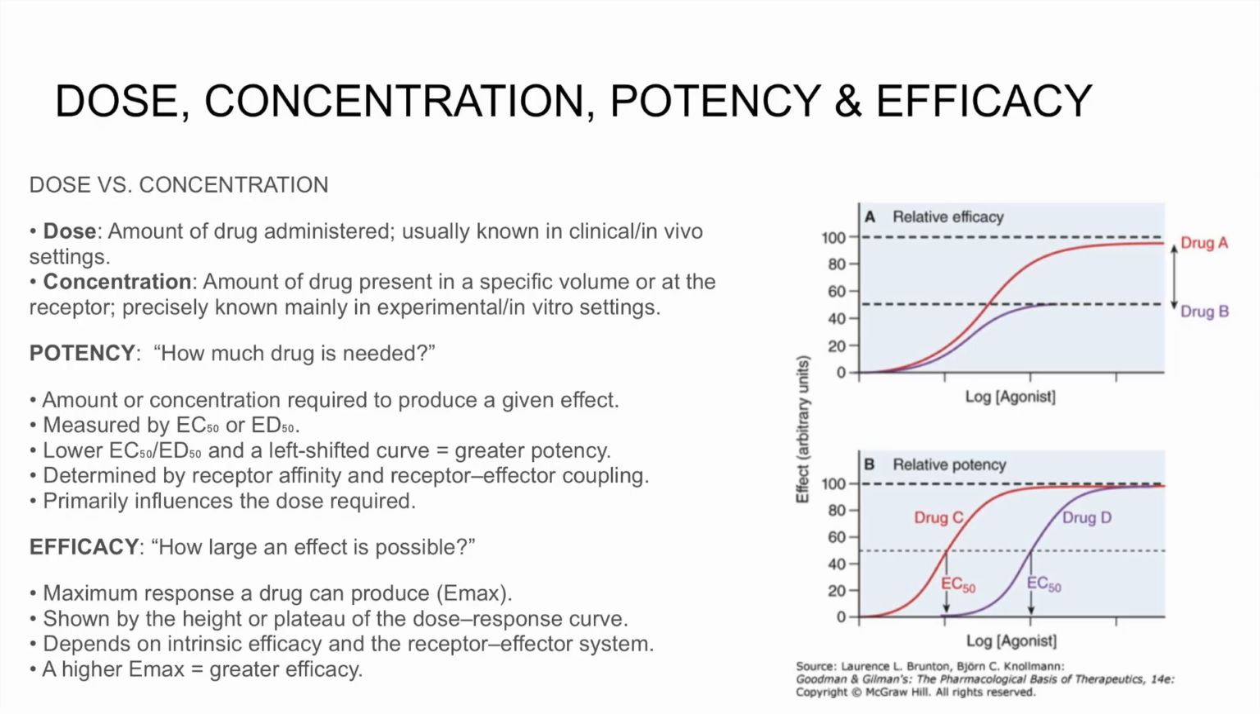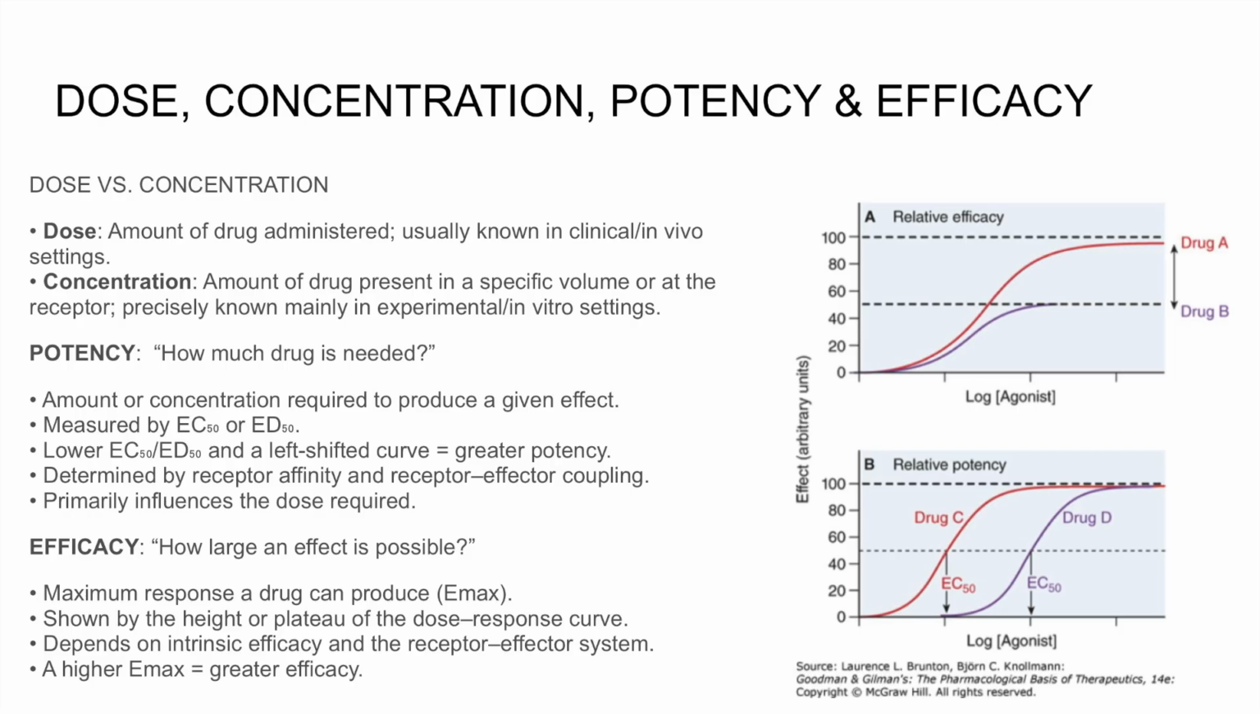Dose and concentration describe related but different measurements. So dose is the amount of a drug administered to a patient, whereas concentration is the amount of drug present in a particular volume or at its receptor. So the same dose can produce different concentrations depending on absorption, distribution, metabolism, and elimination.